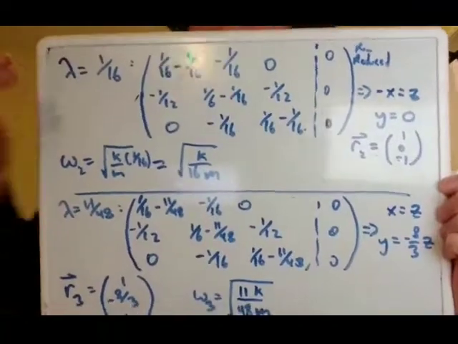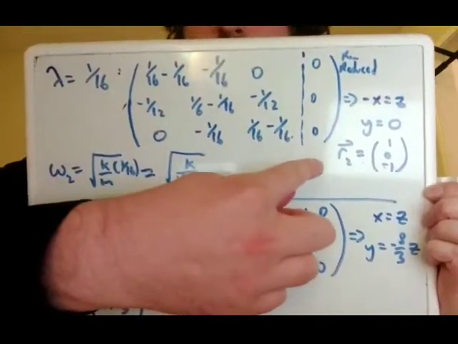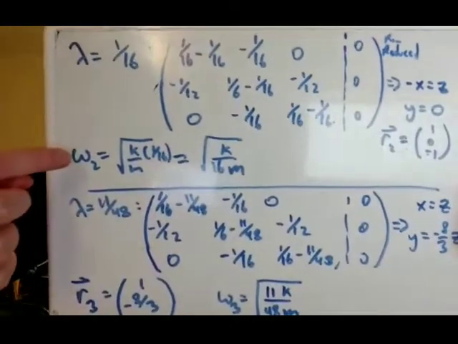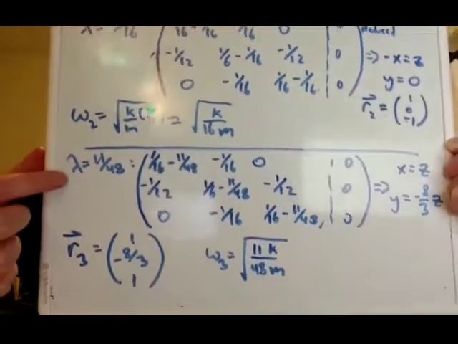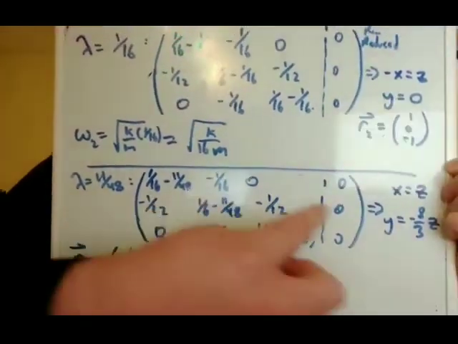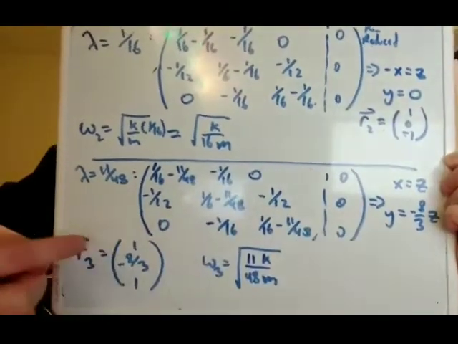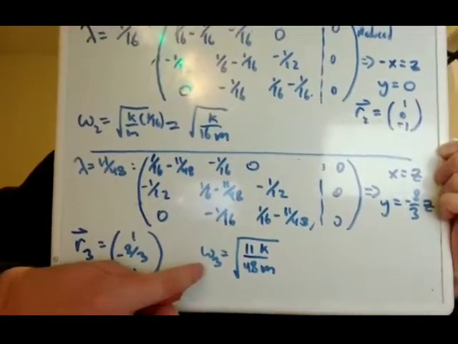For 1/16, you go through this process, you end up with this relationship and this eigenvector, and this is the second frequency associated with that natural mode, and then this is for the last eigenvalue, 11 over 48. Go through the same process, you get this relationship, which ends with this eigenvector, and this is the last frequency for the normal mode.